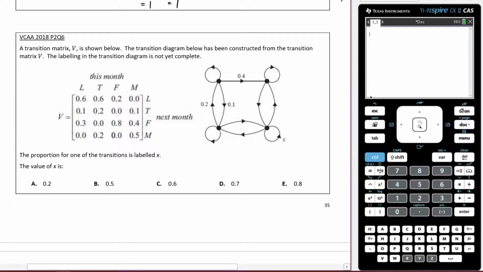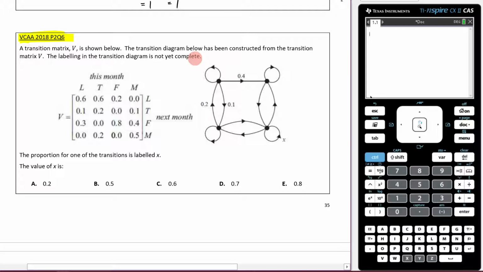We're now going to answer this past exam question. As you can see, it is taken from VCAA, paper 2, question 6. A transition matrix V is shown below. The transition diagram below has been constructed from the transition matrix V. The labeling in the transition matrix is not yet complete.